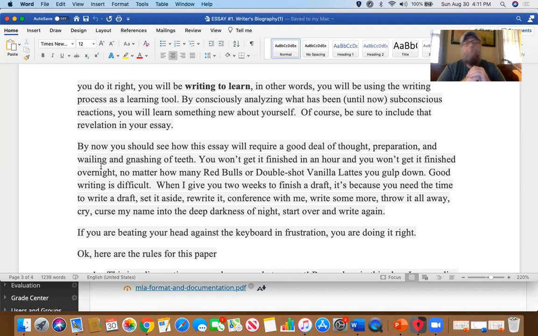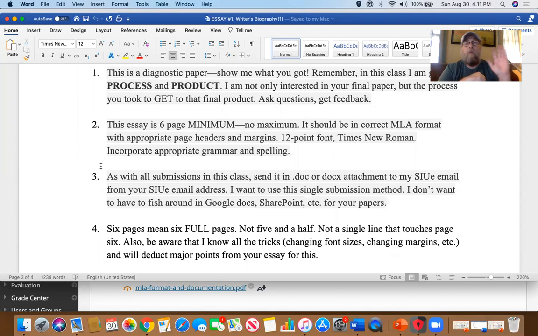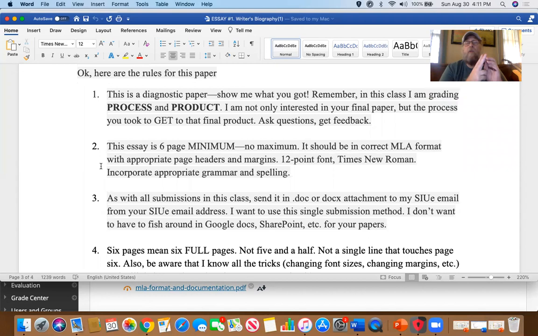Okay, let's skip down to here. The rest of the stuff we'll read in class, but we'll skip down to here. This is a diagnostic paper. Show me what you got, okay? I am going to be interested in both the process and the product. So in other words, I'm not only interested in your final paper, but what process you took to get to that paper. Did you contact the writing center? And I know because whenever one of you goes to access the writing center, they send me a notification of who you talked to, what you talked about, what time it was, all that kind of stuff. So we keep tabs on you. Or contact me.